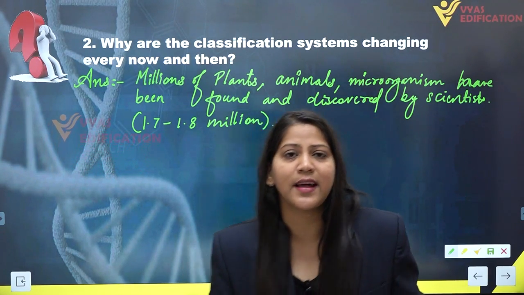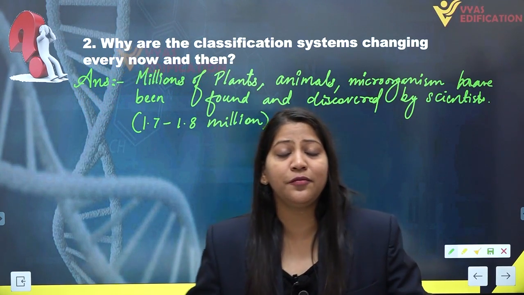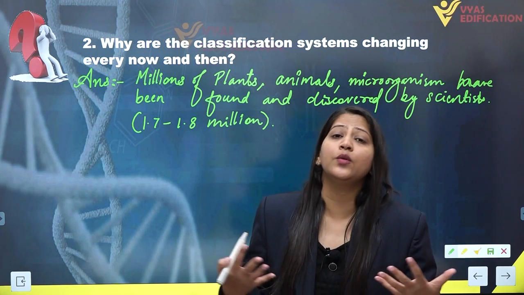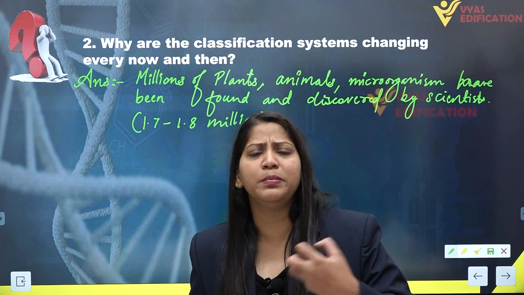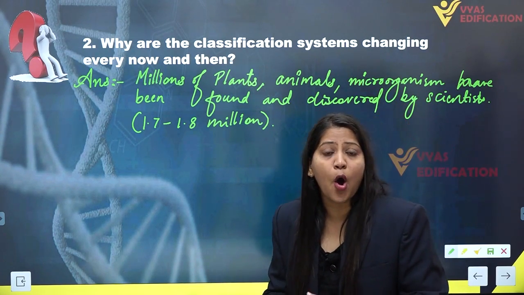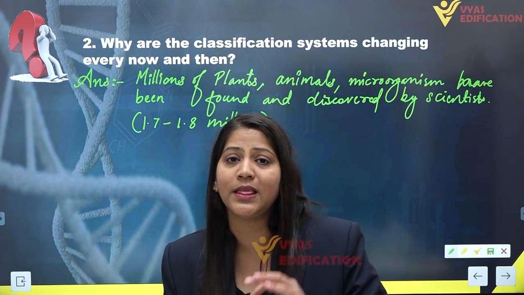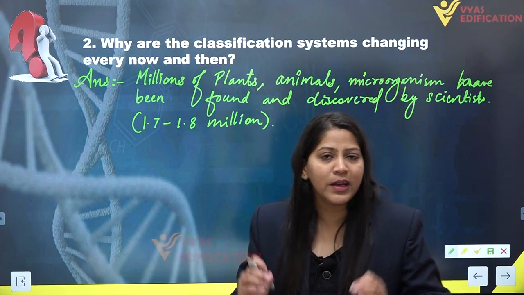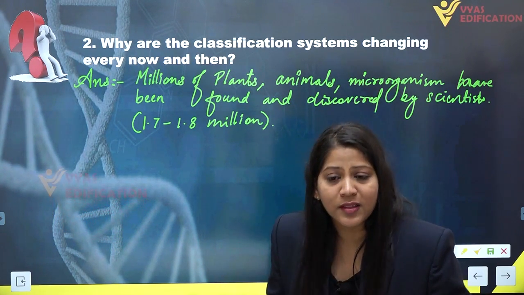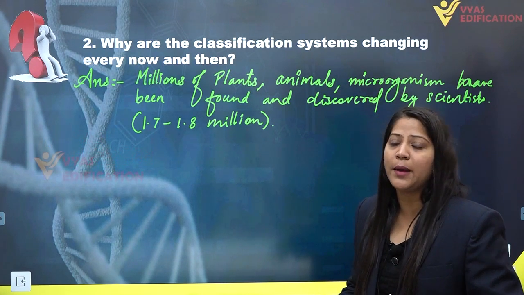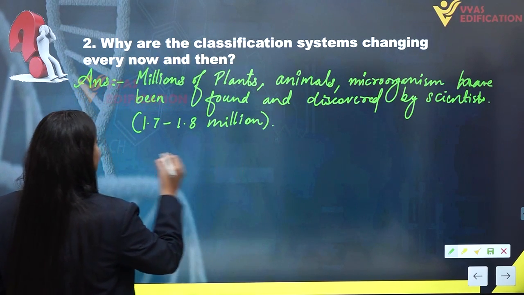Now, as evolution is a process, we find new species and new organisms with their new characters. To classify all these newly discovered species or organisms with their new characters, we need to classify them in their respective groups. So this creates the requirement of changing the classification system every now and then.